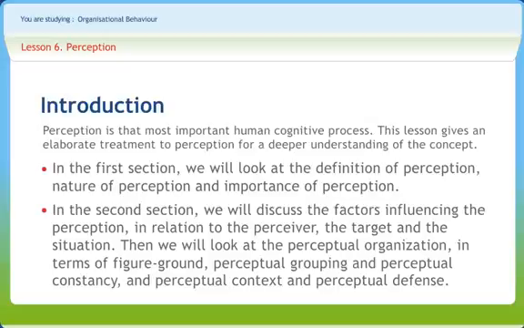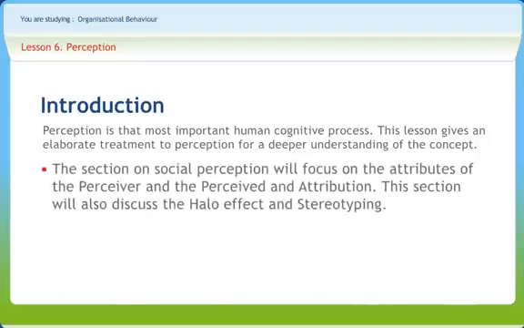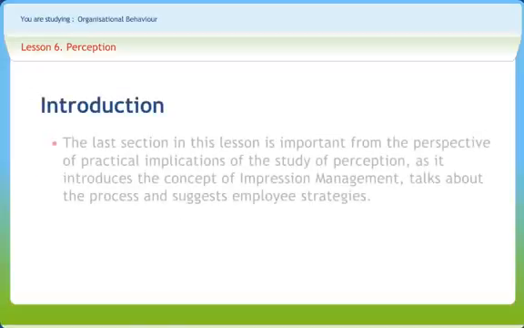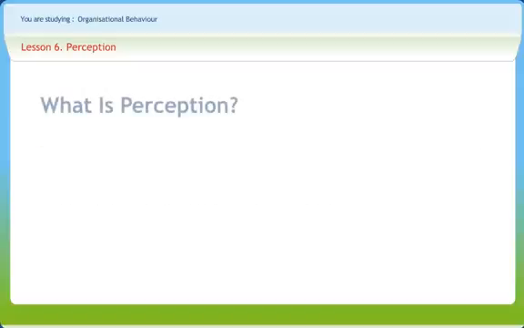situation. Then we will look at the perceptual organization in terms of figure ground, perceptual grouping, and perceptual constancy, and perceptual context and perceptual defense. The section on social perception will focus on the attributes of the perceiver and perceived and attribution. This section will also discuss the halo effect and stereotyping. The last section in this lesson is important from the perspective of practical implication of the study of perception, as it introduces the concept of impression management, talks about the process, and suggests employee strategies.